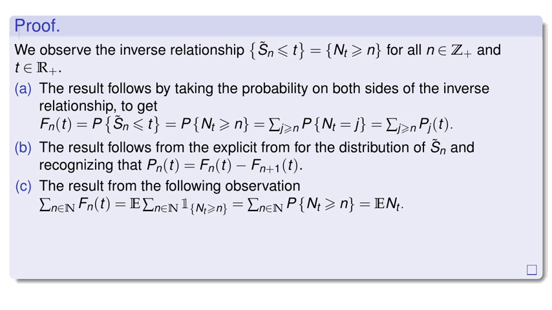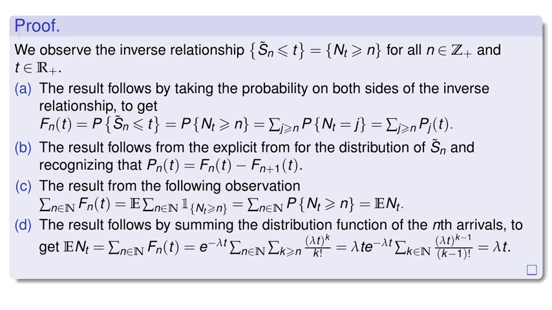C, this result comes from the observation that the sum over n in natural numbers of F_n of t is the expectation of the sum over n in N of the indicator that N_t is greater than or equal to n. This is the sum over n in N of P of N_t greater than or equal to n, which is a known identity for the expectation of a non-negative integer valued random variable. So it equals the expectation of N_t.